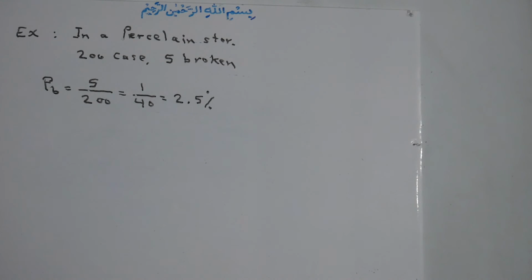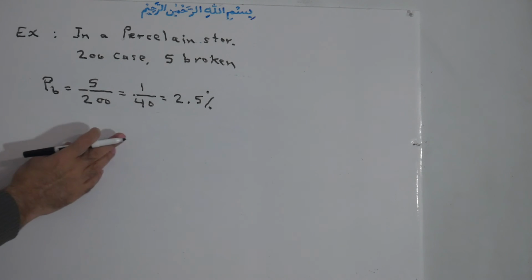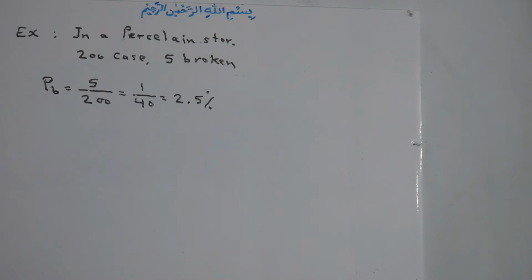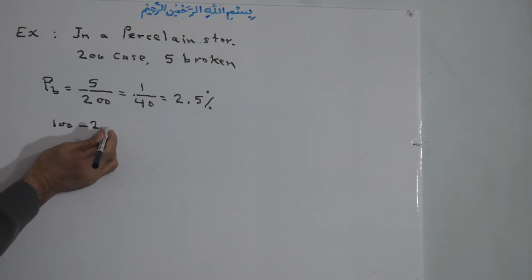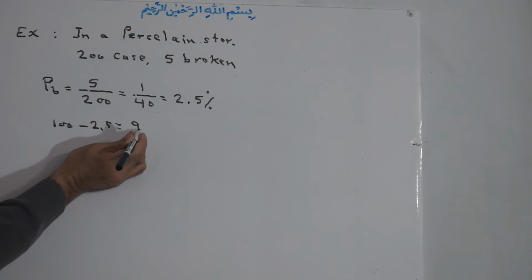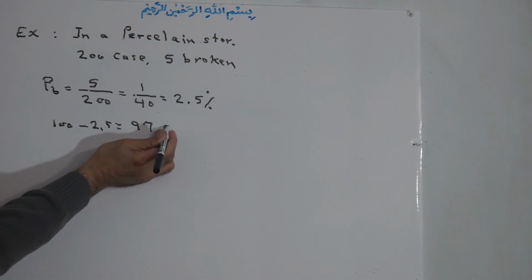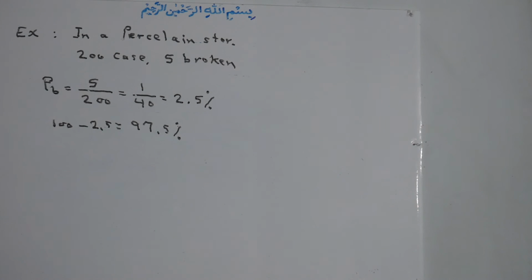It means that if someone randomly takes one case from 200 cases, there is a 2.5% probability of it being broken. And how many percent is not broken? 100 minus 2.5 is equal to 97.5% non-broken. It means it is near certainty, most likely not broken, and less likely or unlikely to be broken.